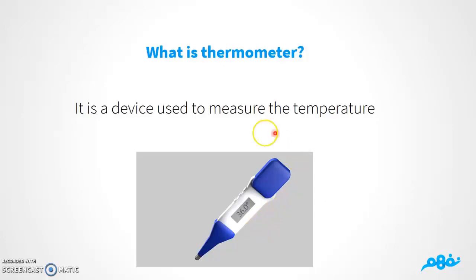We are having here a digital thermometer. So, why do we use a digital thermometer? The reason we use digital or, you know, medical thermometers is we want to measure the temperature. So, what is a thermometer? A thermometer is a device that we use to measure temperature. Great.